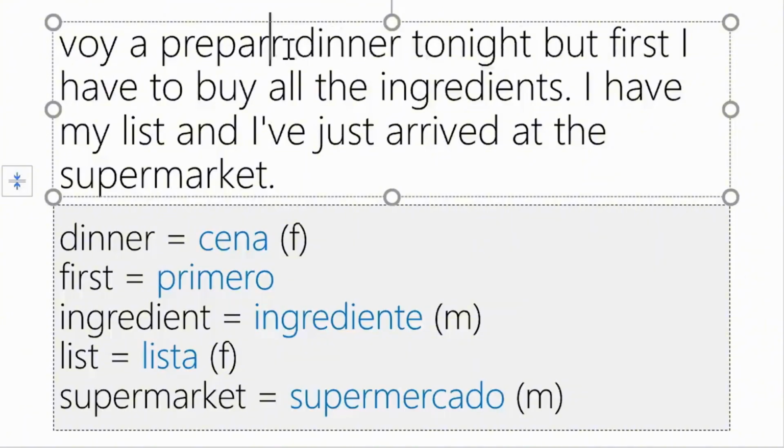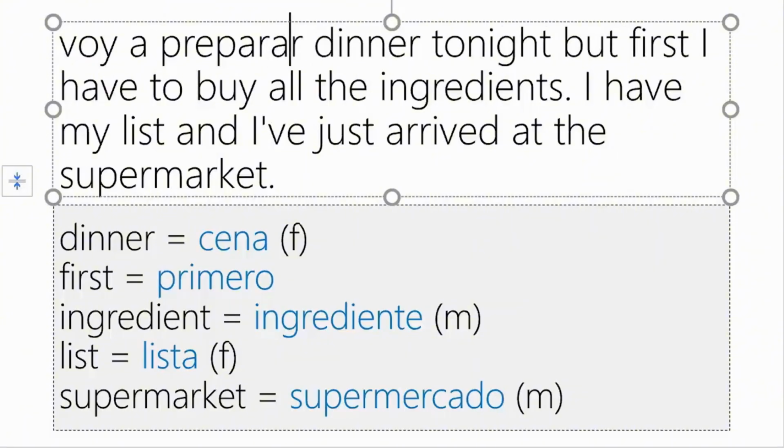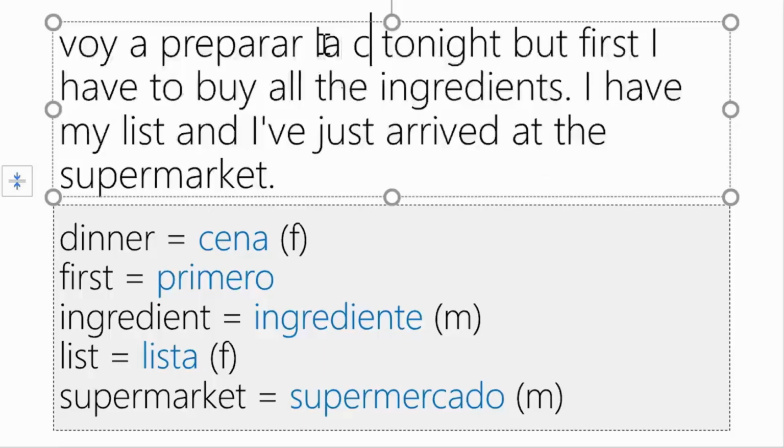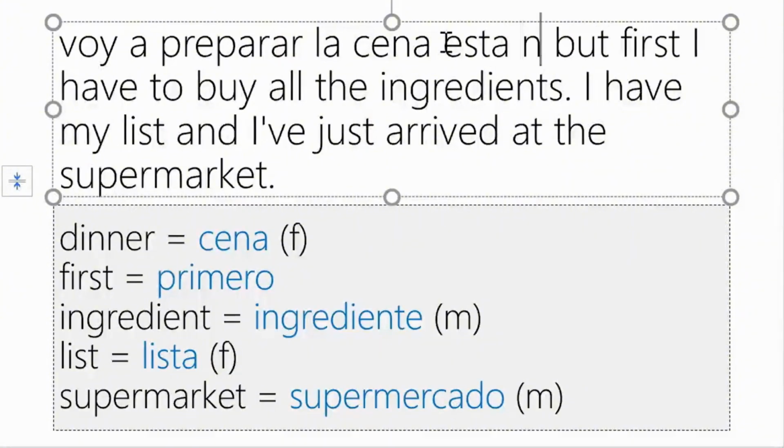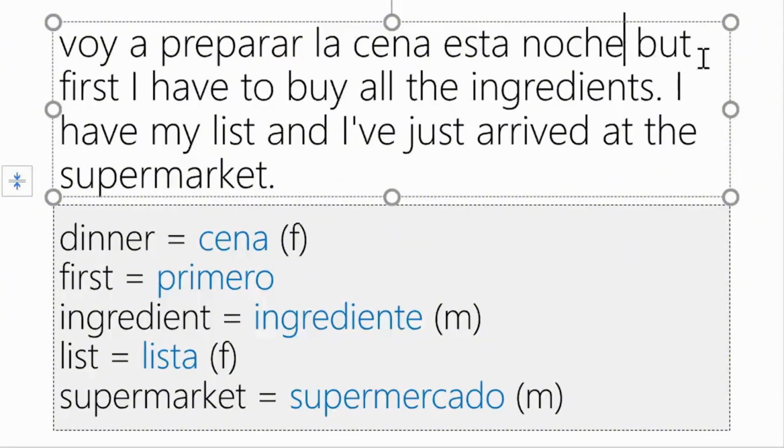And Spanish will do something a little bit different here to English, because in English, we'll simply say dinner right away, but Spanish would actually say the dinner. I'm going to prepare the dinner. So, it will be la cena. And then, of course, the word for tonight is esta noche. But first is pero primero.